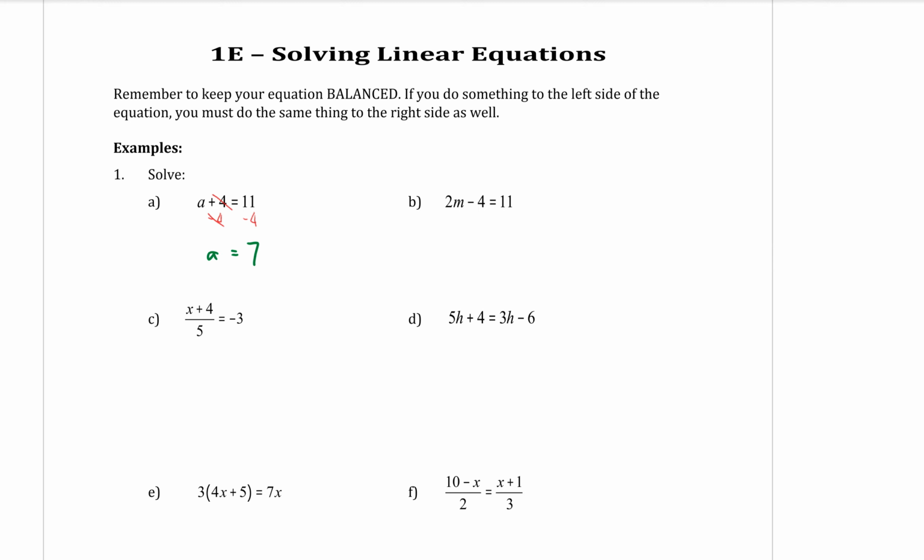So b is a 2-step equation. First of all, we add the 4. So 2m equals 11 plus 4, which is 15. Dividing by 2, 15 divided by 2 doesn't go nicely, so you can leave it as an improper fraction or mixed numeral. Decimal is okay as long as it's an exact decimal. Don't ever go to a recurring decimal or a non-pattern decimal, okay?